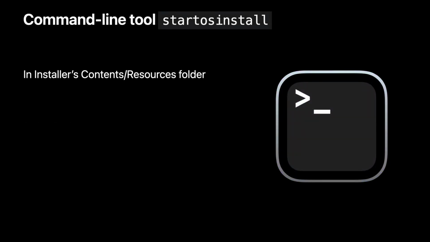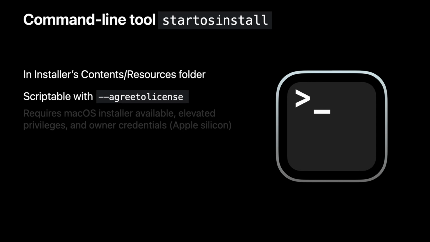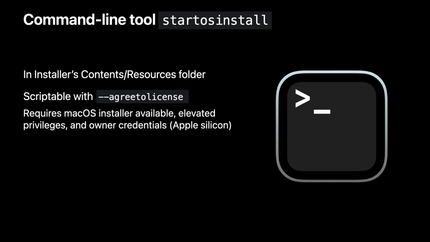Next is the command line tool startosinstall, located inside the macOS installer's contents resources folder. This tool allows for workflows using scripting, and it requires having a copy of the macOS installer available to the device, requires elevated privileges to initiate, and you will need to provide volume owner credentials on Apple Silicon. The owner credentials can be from a standard user as long as startosinstall itself is being run with elevated privileges.